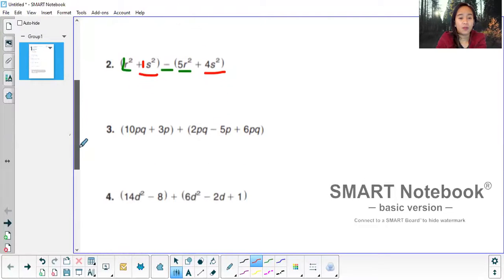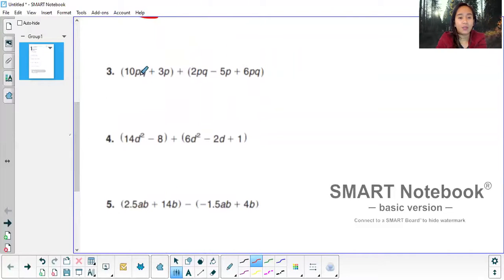For number 3, you have here PQ plus PQ, and I still see another PQ. So you combine all those PQs. What's 10PQ plus 2PQ plus 6PQ? So 10 plus 2 plus 6. What's that? Then you write PQ.